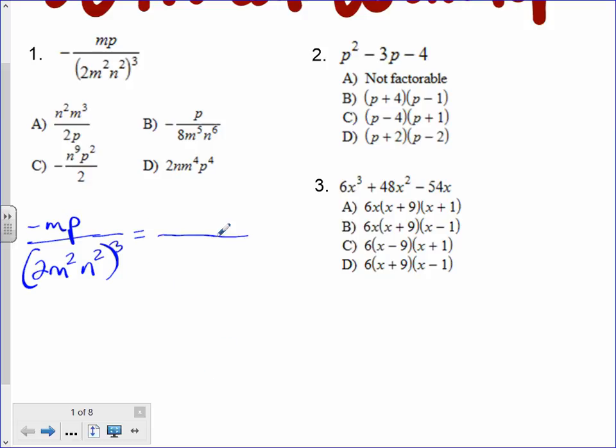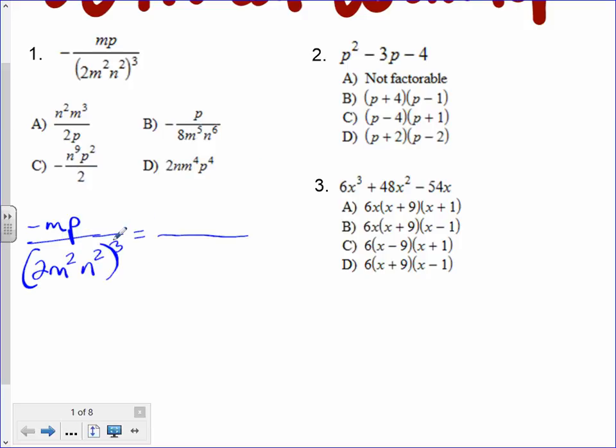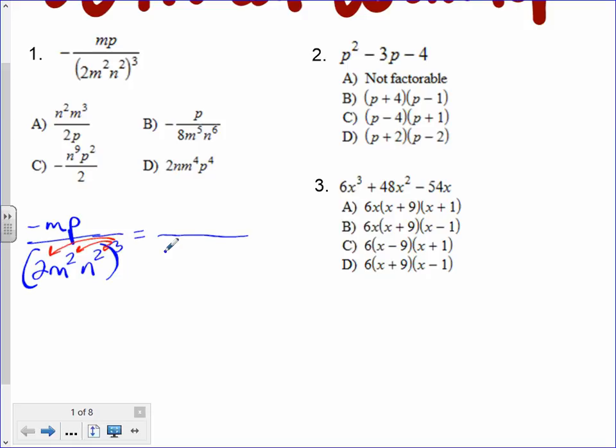Number one, what would you do first? Multiply the exponent. Distribute your exponent. So, what's your new denominator, Lenore? Into the what? Into the sixth. And what do you do about the numerator? Yeah, just keep it the same for now.